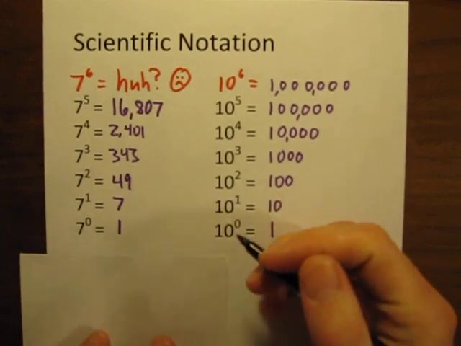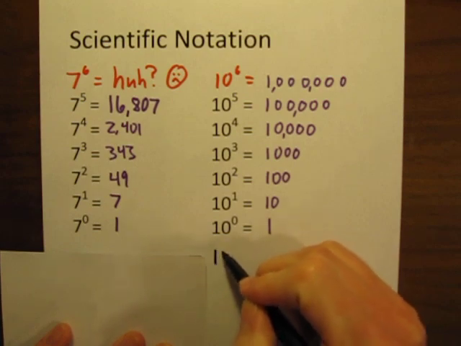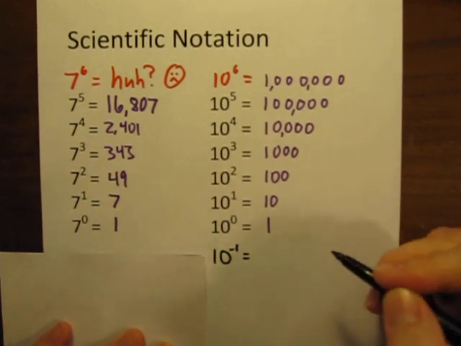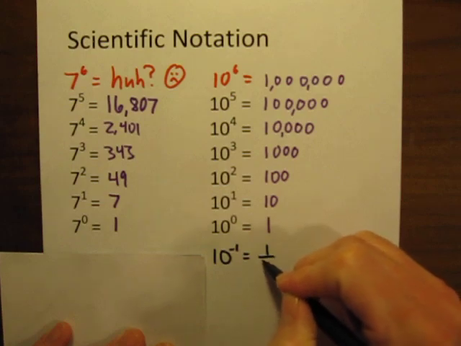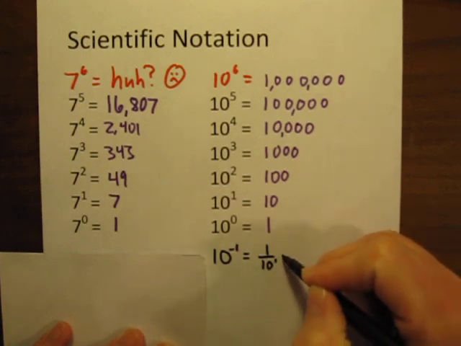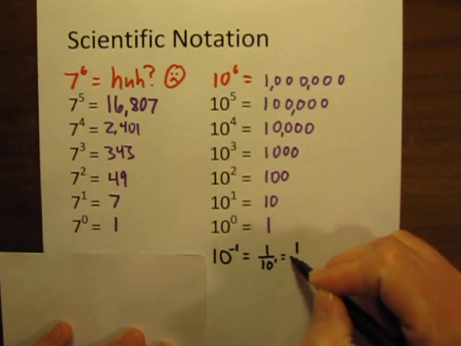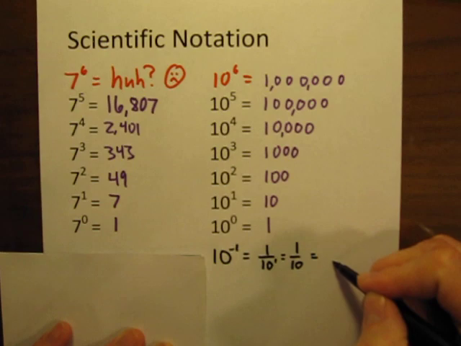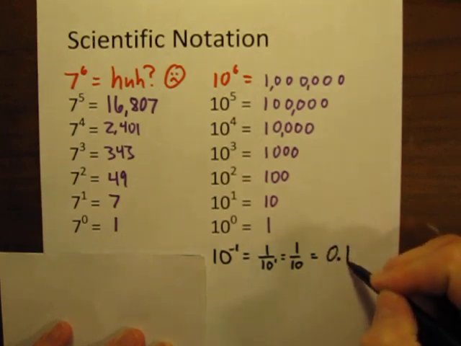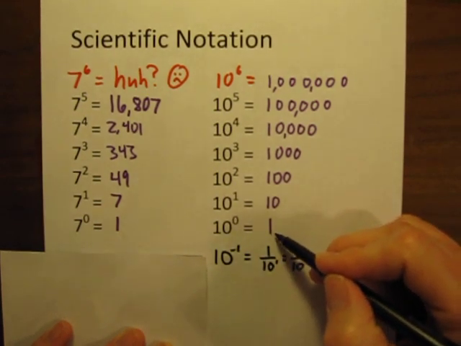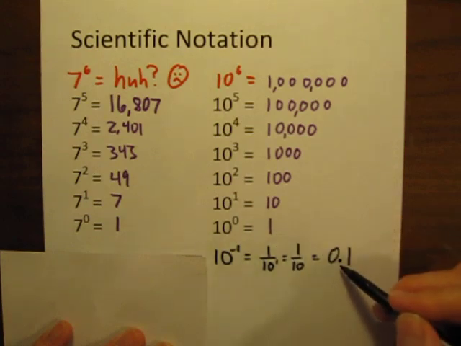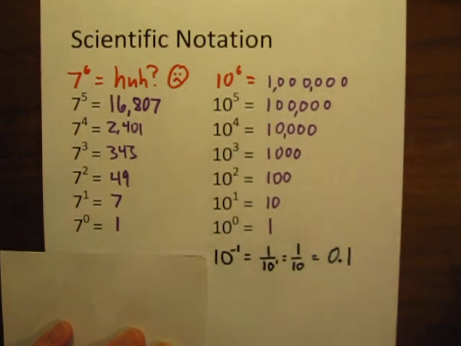added, let's say, instead of 10 to the 0 power, what if I added 10 to the negative first power? Well, if you remember your rules of negative exponents, 10 to the negative first power is the same as 1 over 10 to the first power, which is just simply 1 over 10, which as a decimal would just be 0.1. So again, I just move that decimal point from one space to the right of the 1 to one space to the left of the 1. I'm still just moving that decimal point.